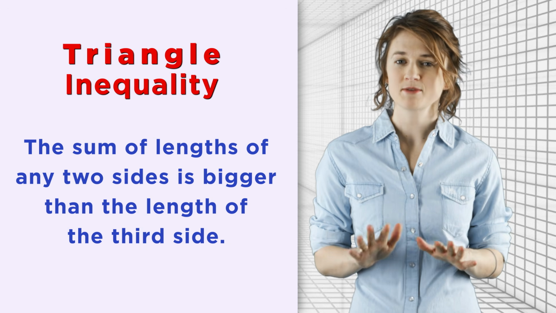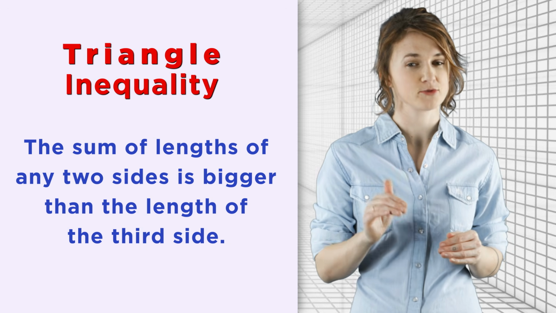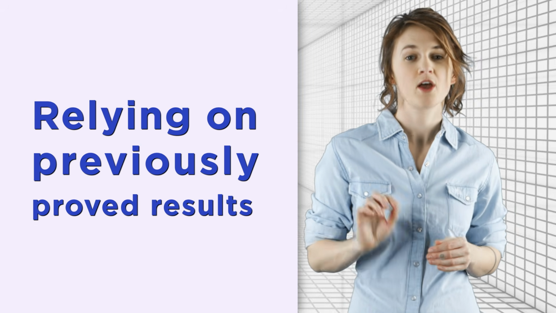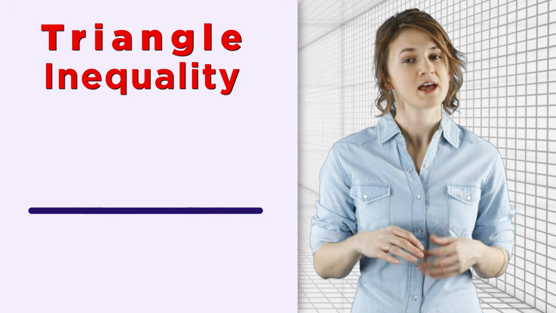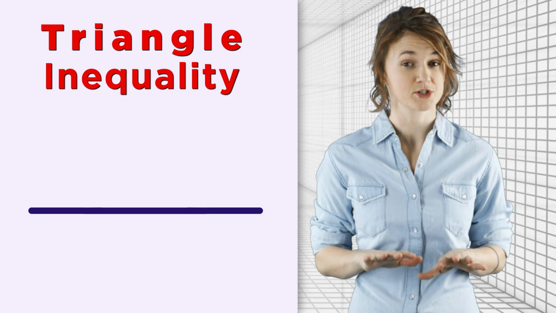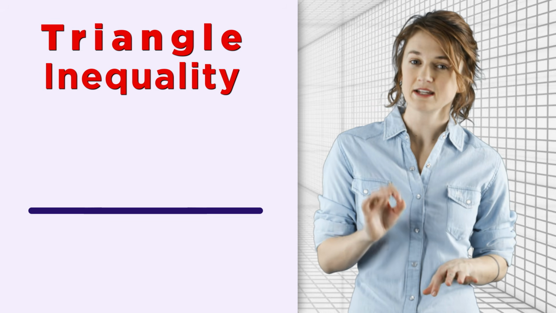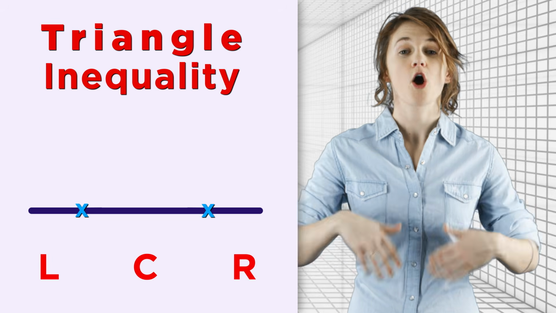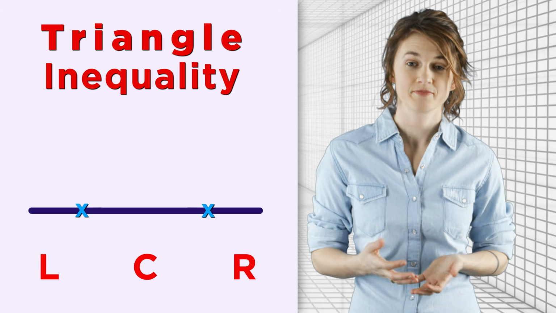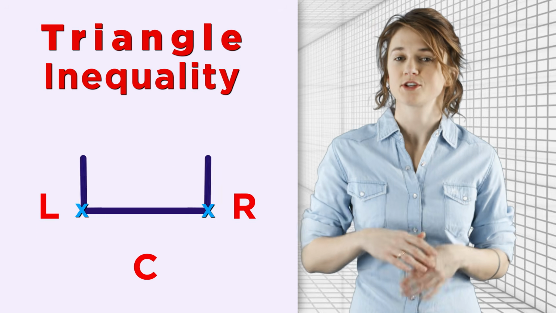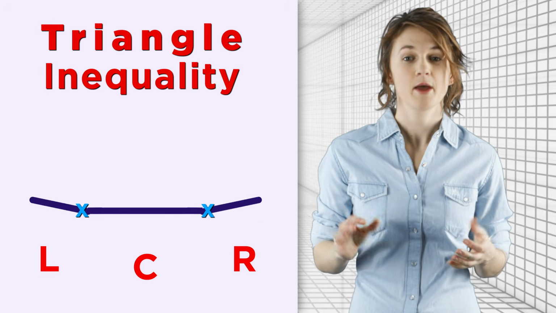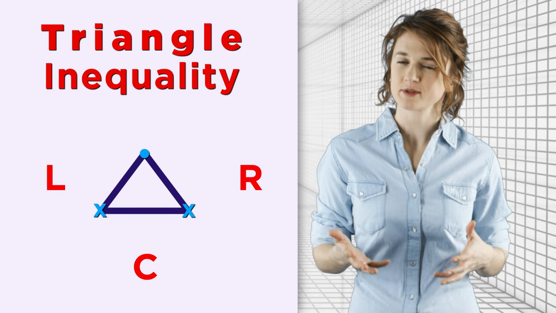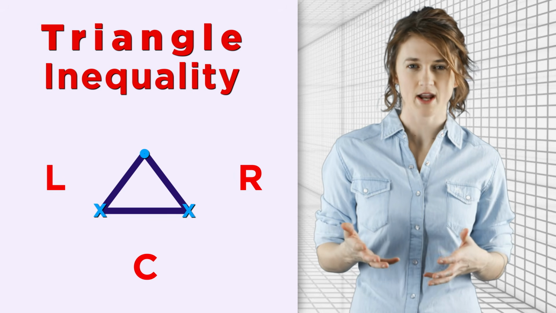Actually, that's maybe the most important tool in the mathematical toolbox: relying on previously proved results. The triangle inequality implies that the 3 broken pieces will form a triangle if and only if all 3 pieces, left, center, and right, are shorter than 1/2. Here, the center is too long to form a triangle, but here it works. So what's the probability that all 3 pieces are smaller than 1/2?